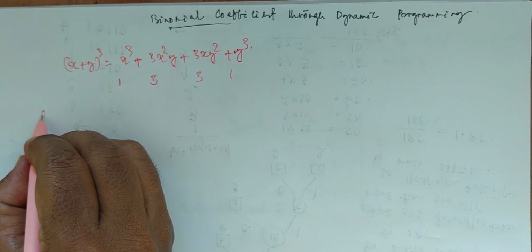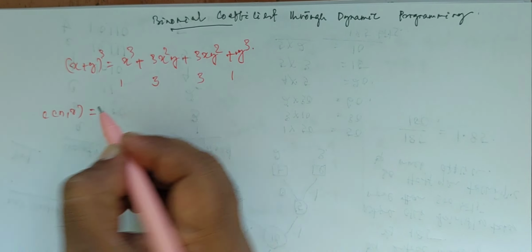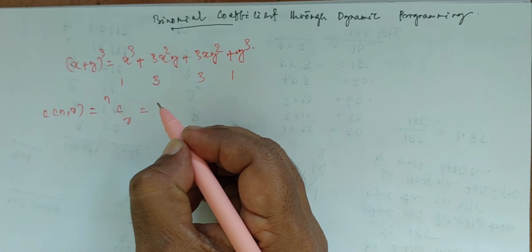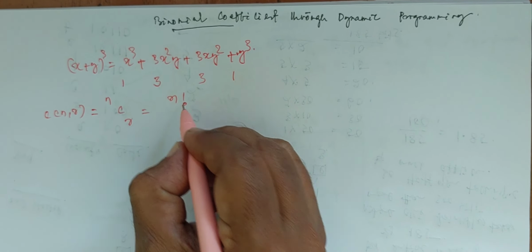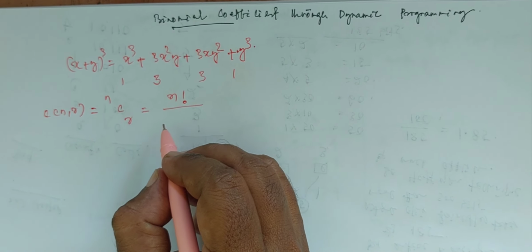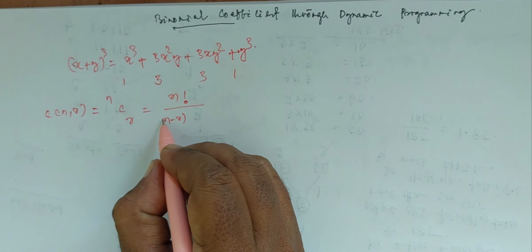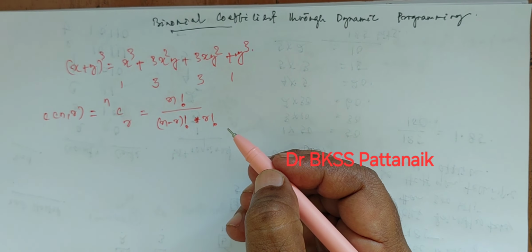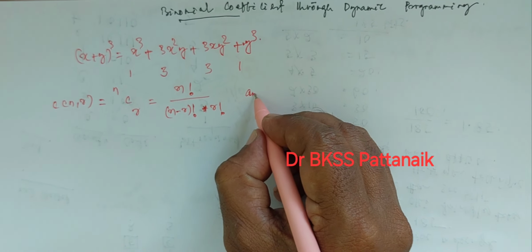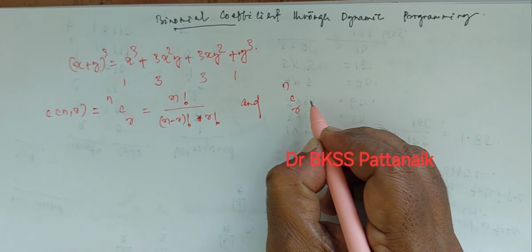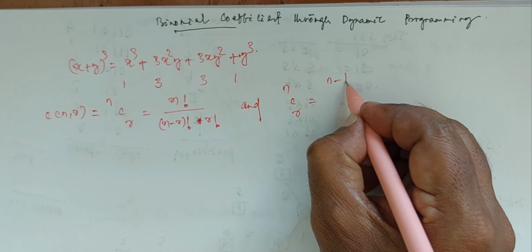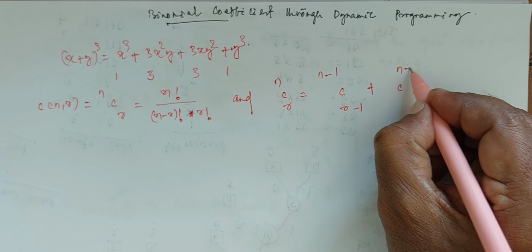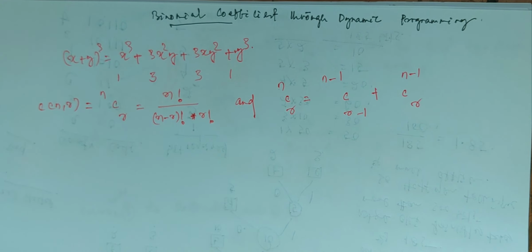There is a formula, that is nCr, which we can also tell as NCR, and in computation that will be equal to factorial of n divided by (n minus r) factorial multiplied by r factorial, and we can also tell it as nCr is equal to (n minus 1)C(r minus 1) plus (n minus 1)Cr. We will prove it first.